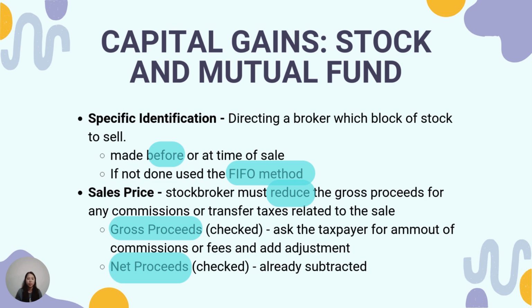Because we're just noting the gross proceeds. But if the net proceeds box is checked with all the same information, then you wouldn't have to subtract it, because it's saying that the $25 brokerage fee is already subtracted from the $300 capital gain. All right.